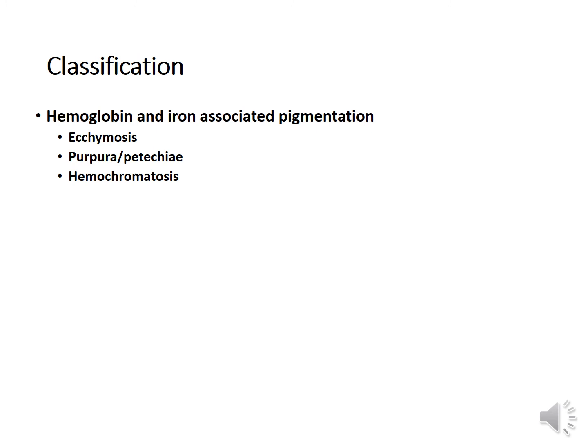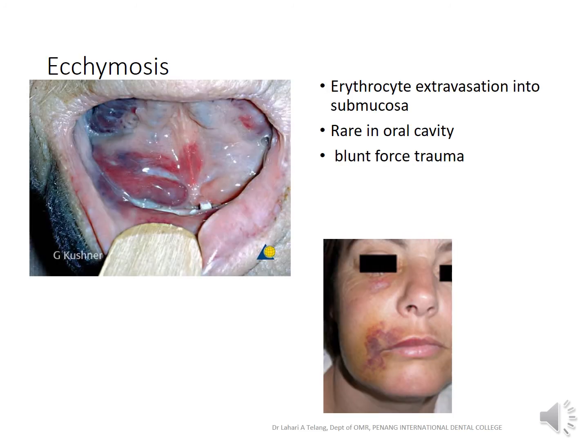Moving on, hemoglobin and iron associated pigmentations. The examples for this would be ecchymosis, purpura, petechiae, and hemochromatosis. Ecchymosis can occur because of extravasation into the submucosa, leading to an erythematous or more purplish red appearance of the mucosa. It is generally rare in the oral cavity, but blunt force trauma can lead to this sort of appearance. For example, here you see the floor of the mouth.